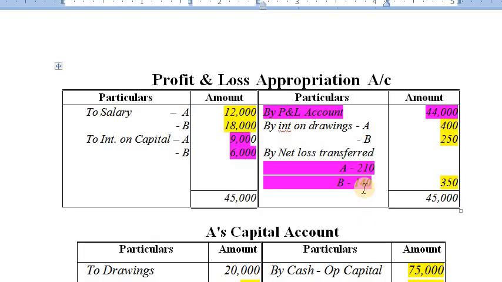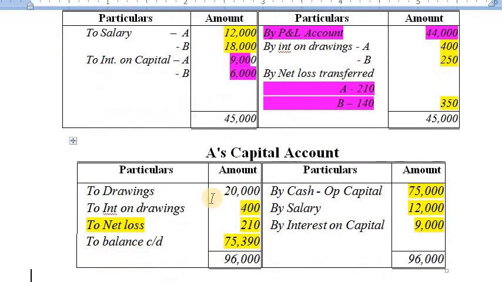And in the strict sense, this is not a loss. In fact, the appropriations are more. They took salary and then they took interest on capital. So it is not a loss in the real sense, but some small complication because they have already appropriated bigger numbers. Okay, I hope this is clear to you. And now we will go to the capital accounts.